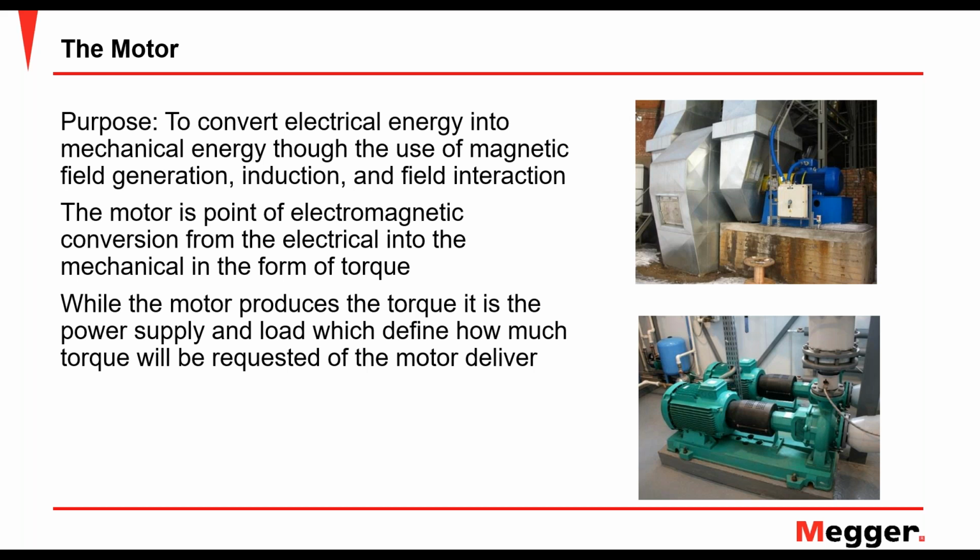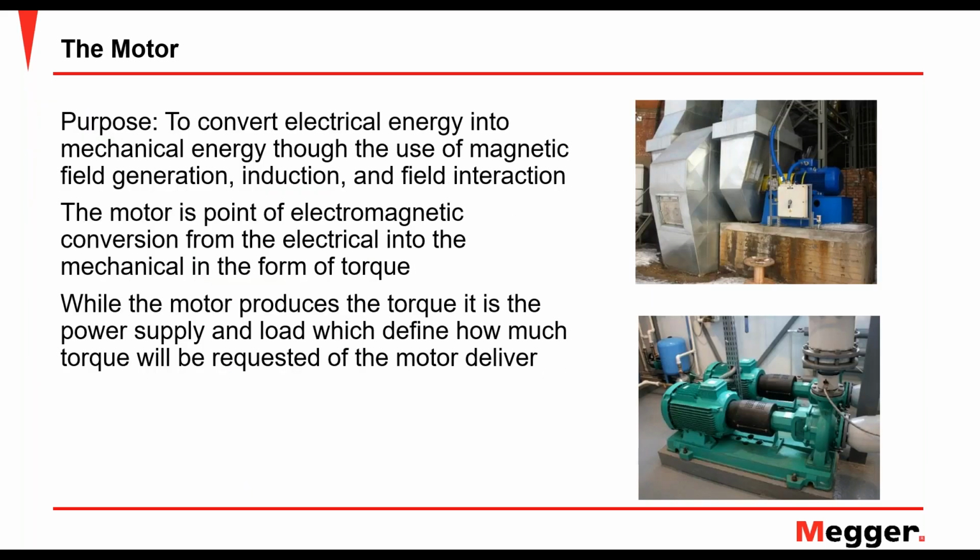So while the motor produces the torque, it is the power supply and the load which define how much torque will be requested of the motor to deliver. So the motor sits in the middle and basically just does what it's told. The load is going to request a certain amount of torque, and the power supply gives it a certain amount of power, and it's up to the motor to make it work.